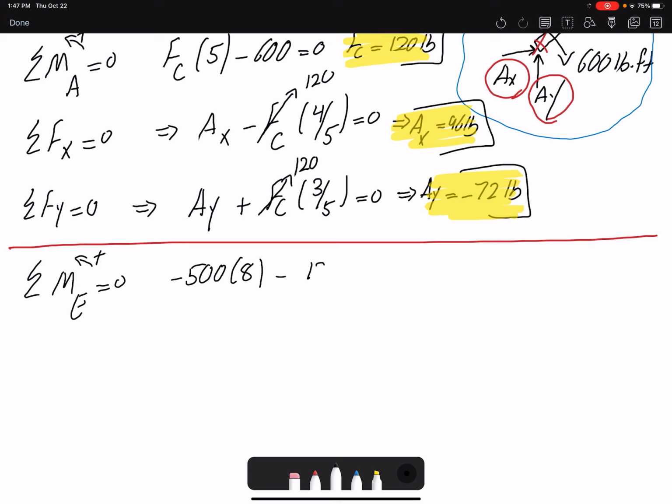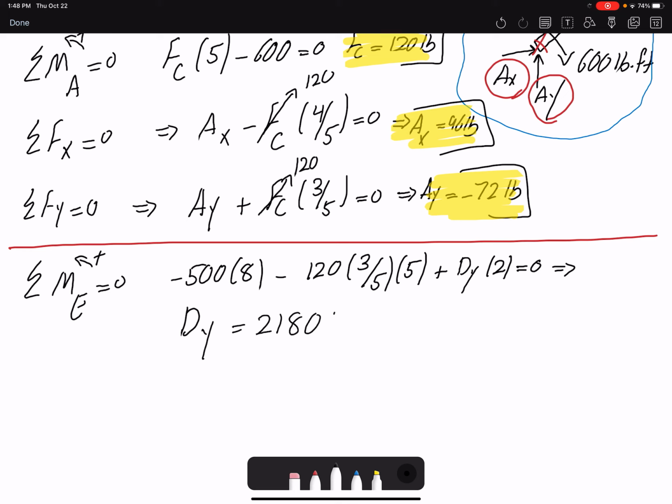Then I have my 120 for FC. The horizontal component is not going to create a moment. The vertical component is going to create a moment. So 3/5, moment arm would be 5. And force Dy is the only force that is creating a counterclockwise moment. Therefore, Dy, let's call it Dy to be consistent, would be 2,180 pounds.